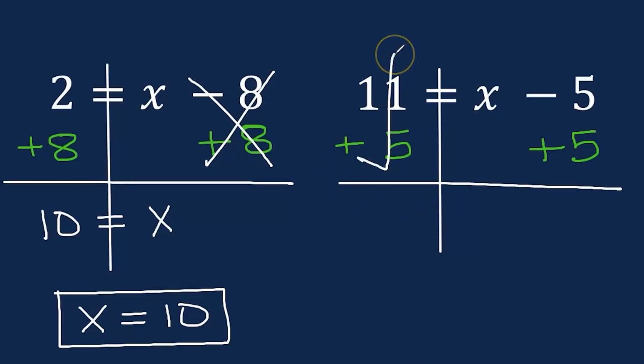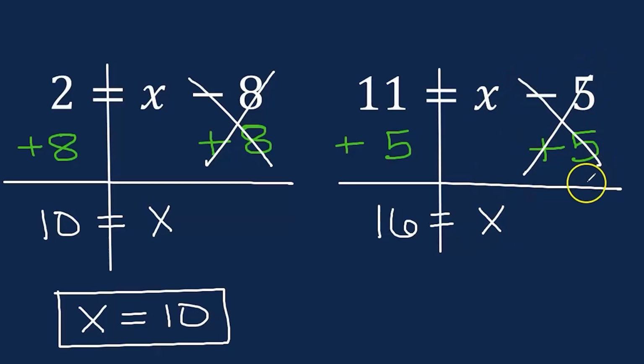Now I'm going to make sure not to mix things up. I need to do this column. 11 plus 5 is 16. My equal sign stays where it is. My x plus nothing stays x. And -5 and +5 cancel each other out. So my answer is x equals 16.